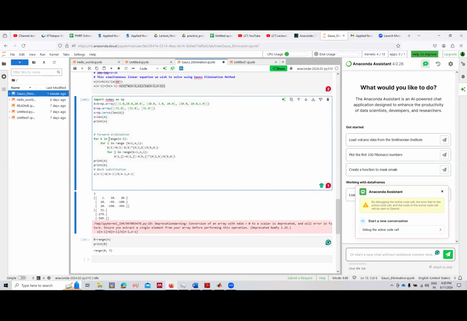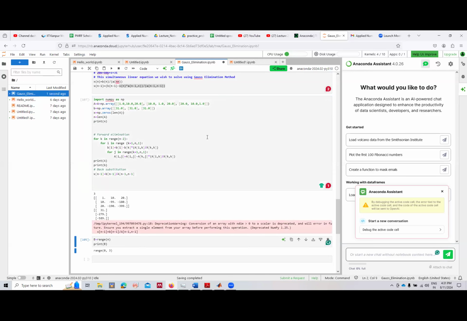So k starts from 1, so that means k will start from 0. It will go to n minus 1. So to go to n minus 1, I need to write n minus 2 here. Similarly, I will start from 1. It will go to... it is right, it is right, put enter.